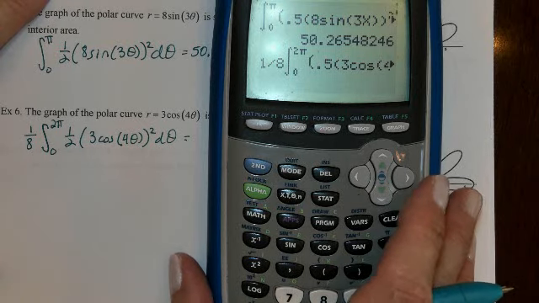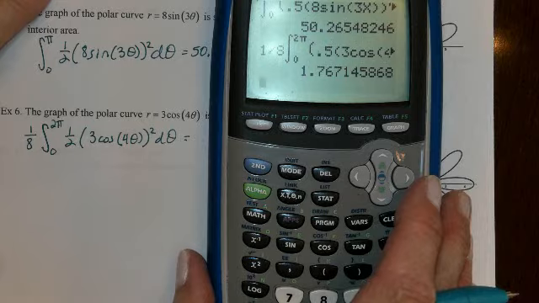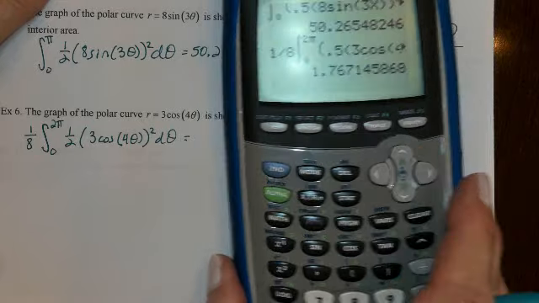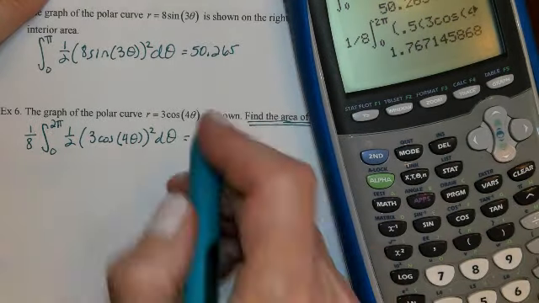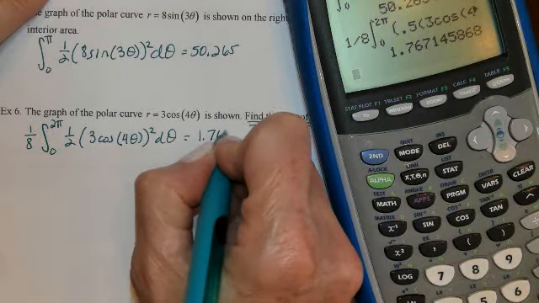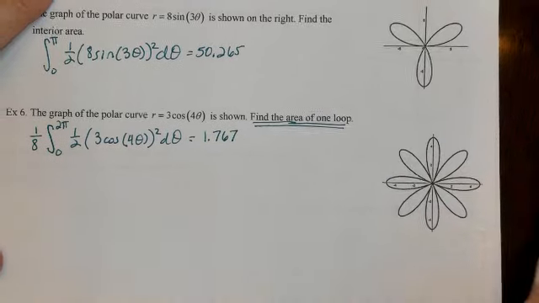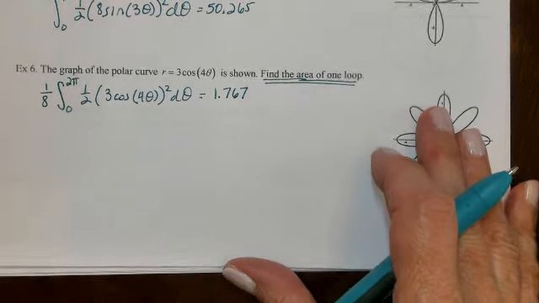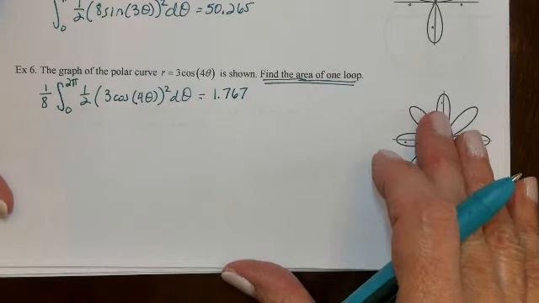It's working. There we go. That one little petal is 1.767. Okay? Now, I want to show you another way to do this.